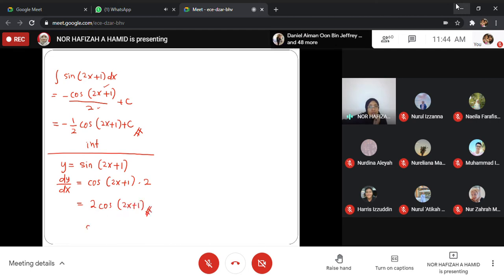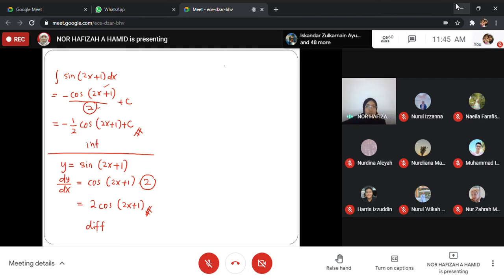Okay, so ni kalau formula for differentiation. Okay, so kalau differentiation, after you differentiate yang angle, 2 tu you kena multiply. Tapi untuk integration, after you differentiate angle tu, you kena divide by 2. Okay. So yang ini formula untuk integration and differentiation. Jangan tertukar.